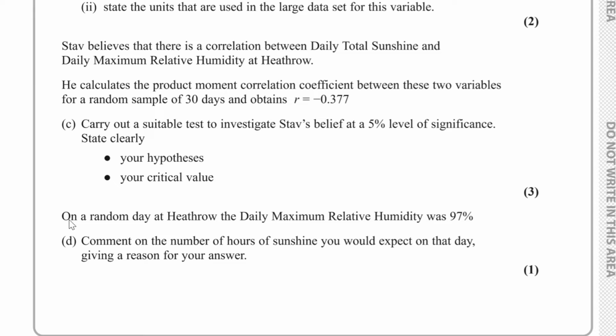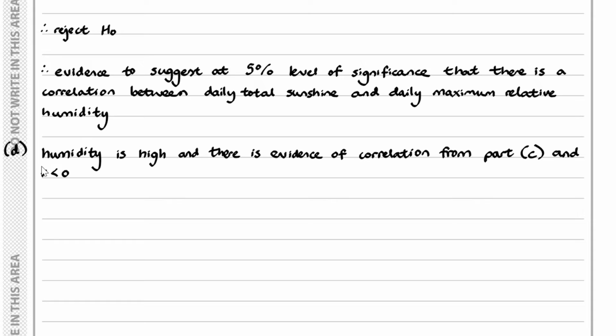For part D of the question, on a random day at Heathrow, the daily maximum relative humidity was 97%, and we have to comment on the number of hours of sunshine you would expect on that day, giving a reason for your answer. So, humidity is high and there is evidence of correlation from part C, and we know that r is negative.